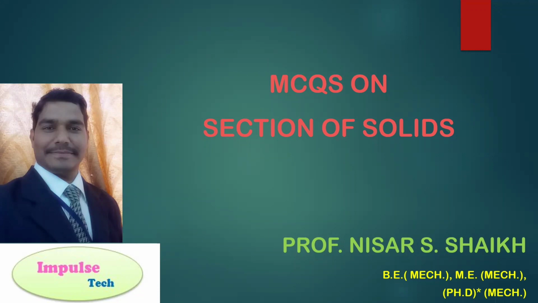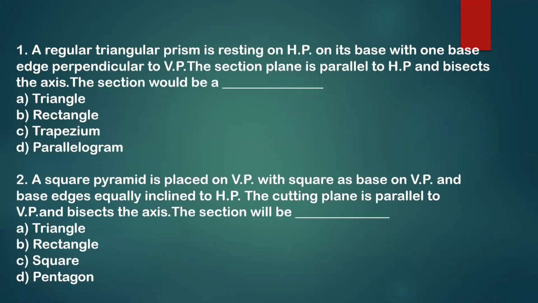In this video, we are going to see a few MCQs on the section of solids. We'll start. First one: a regular triangular prism is resting on HP on its base with one base edge perpendicular to VP. The section plane is parallel to HP and bisects the axis. The section would be. Okay, so we'll see actually by drawing the sketch.